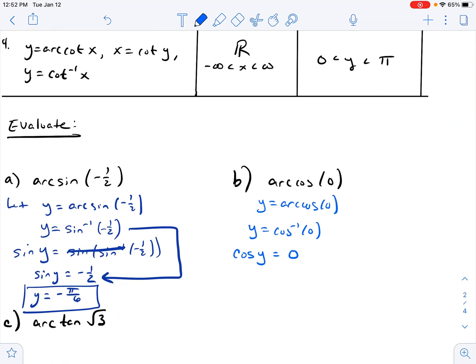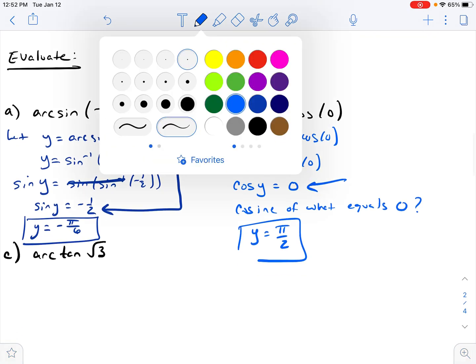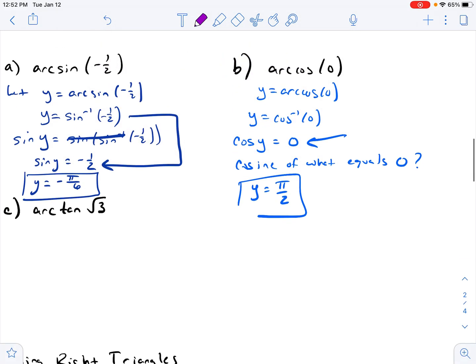We're basically asking cosine of what equals 0. That's what this is asking. The cosine of what angle is 0? Well, that's pi/2. Cosine of pi/2 is 0. And there's our evaluation. And last of these examples, arc tan radical 3.